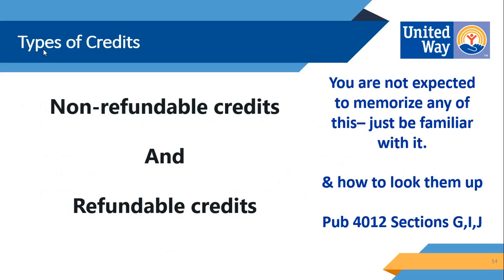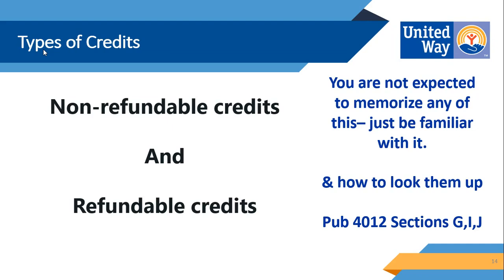All right, types of credits. So there are two categories of credits. There's non-refundable credits and refundable. Now, I want to say moving forward, you're not expected to memorize any of this. I just want you to become familiar with how they work and how to look them up in your book. So the sections in your book, the publication 4012, that we are going to discuss in this session are sections G, I, and J. And the screens will tell you what sections they're in.